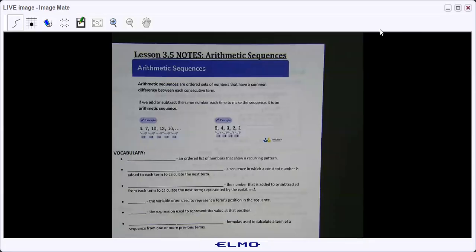But then on pages 3 and 4, we are trying to find a number that is way on down in the sequence, and we have to use a special formula for that. So let's go ahead and go over the vocabulary. An arithmetic sequence is a set of numbers that has a common difference between each consecutive term. What that means is that from one term to the next, to the next, there is a common number that you're either adding to or subtracting from to create that sequence.